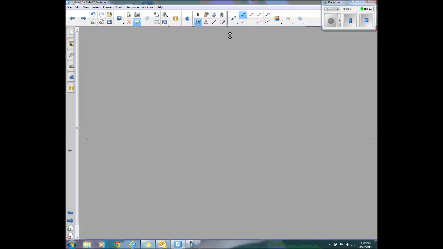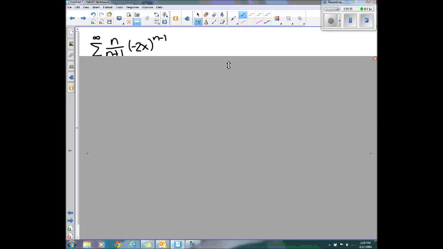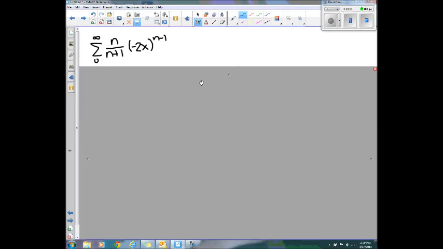For the second part of section 9.8, we're going to do some more finding the radius of convergence and the interval of convergence of our power series. So let's look at the power series: the sum of n over n plus 1 times (negative 2x) to the n minus 1.